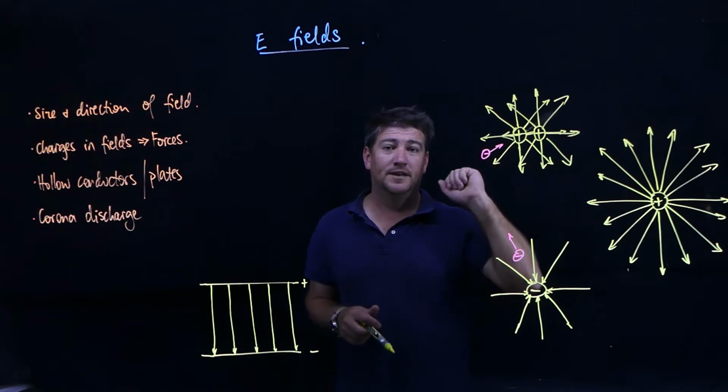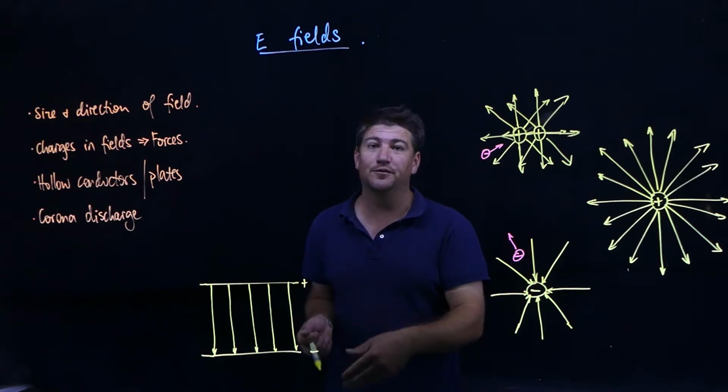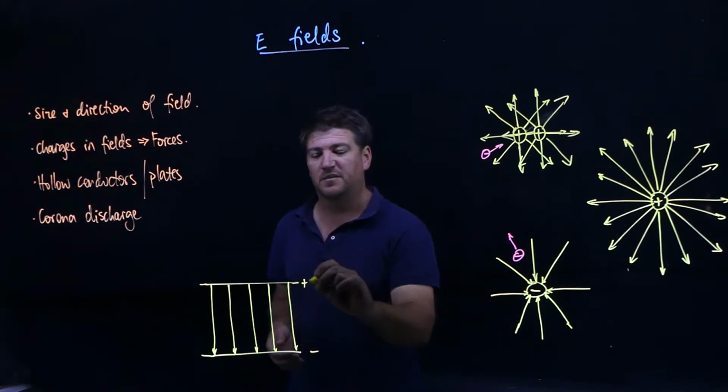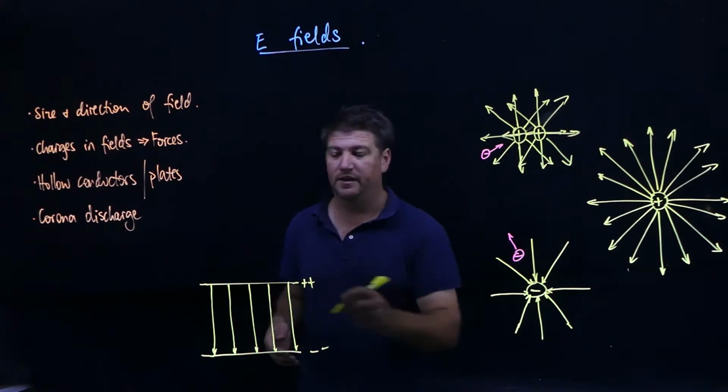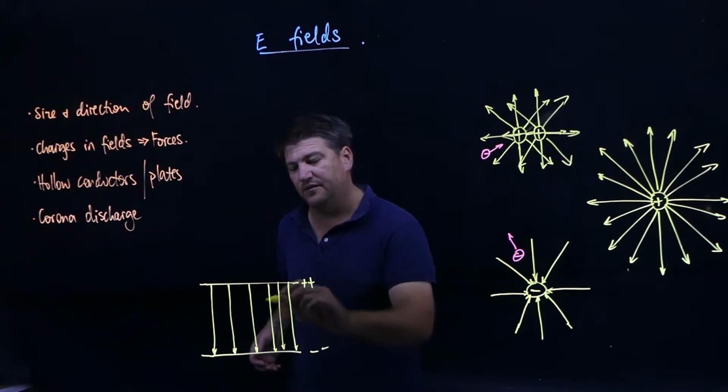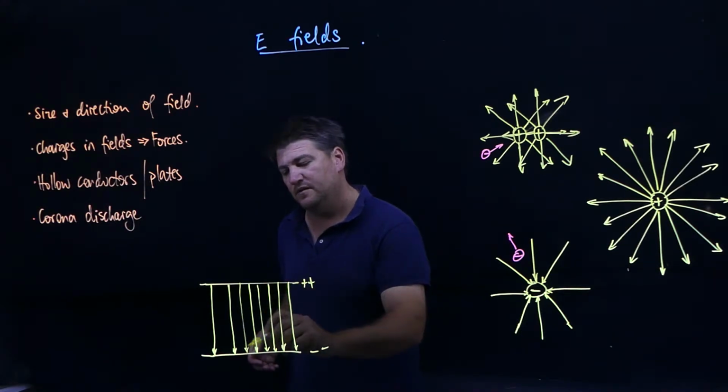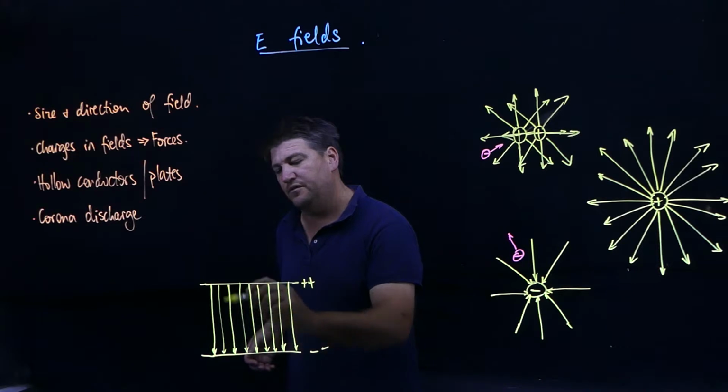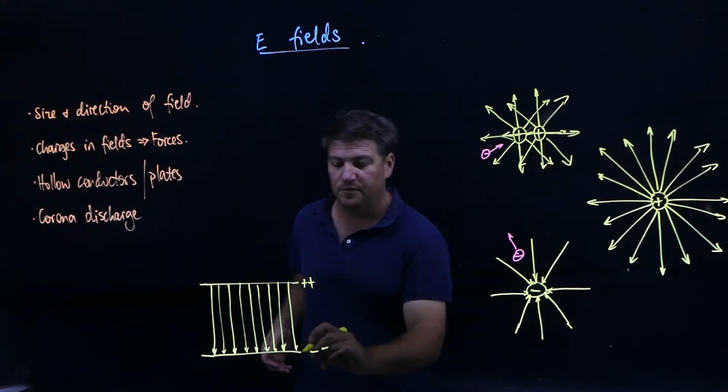If I was to increase the potential difference of the voltage between these two, so I made this one more positive and this one more negative, obviously that would result in us drawing a denser, tighter packed set of field lines within those two parallel plates.